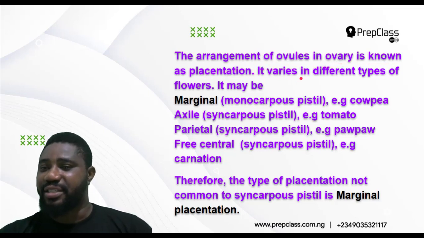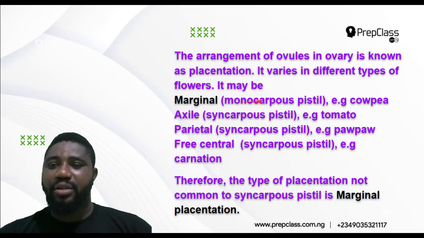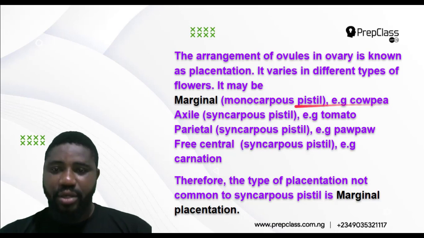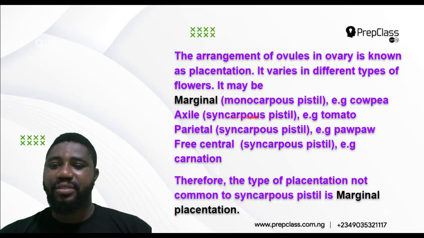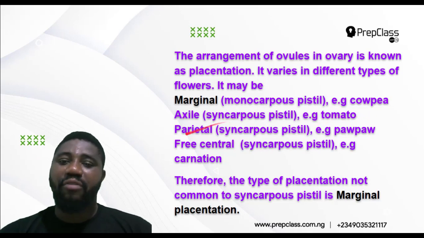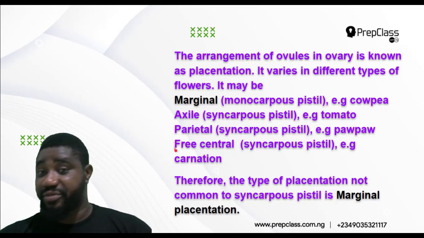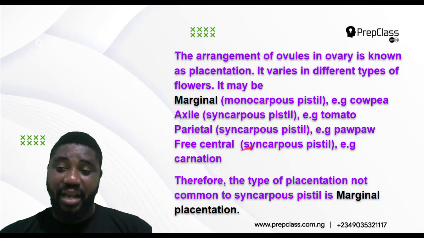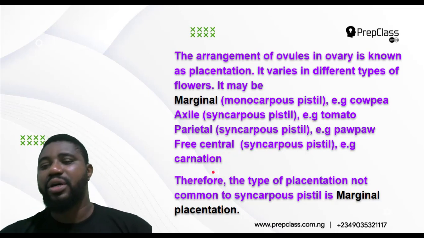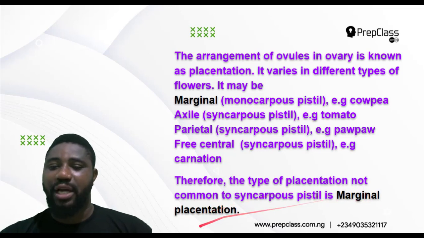It varies in different types of flowers. It may be marginal. When it's marginal, it is known as monocarpous pistil, example, cowpea. If it is axial, it is an example of syncarpous pistil, e.g., tomato. If it is parietal, it's an example of syncarpous pistil, that's purple. If it is free central, it's an example of syncarpous pistil, e.g., carnation. Therefore, the type of placentation not common to syncarpous pistil is marginal placentation.